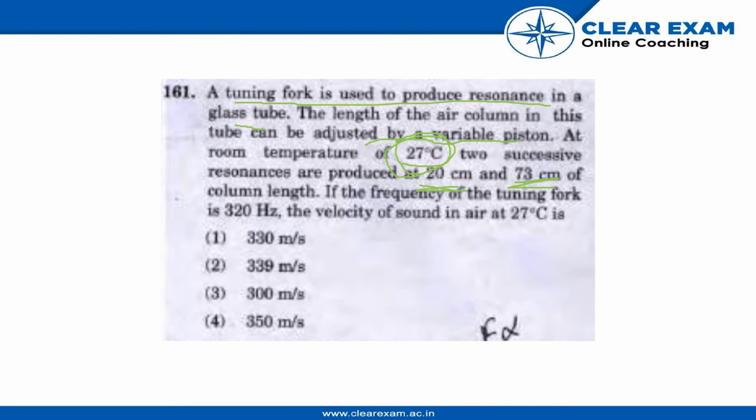If the frequency of the tuning fork is 320 Hz, what is the velocity of sound in air at 27 degrees Celsius? So here we can find out that the length that we have to find is 73 minus 20. So the effective length will be 53 centimeters.